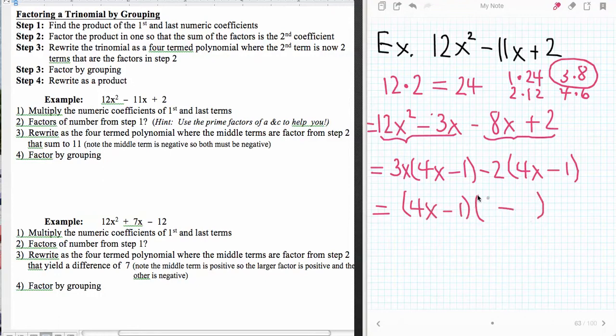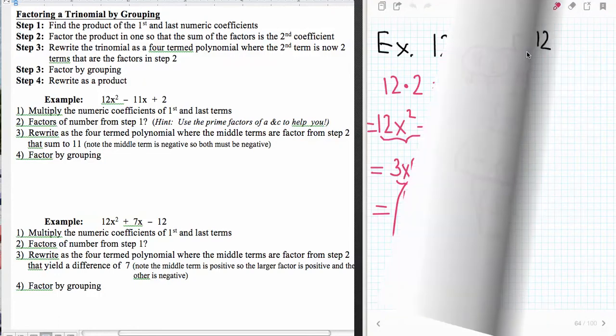And then I get prepared for the binomial, right? I have a term here and a term here. And now from this term, I'm left with a 3x. And from this term, I'm left with a 2. And then we can check it, right? 3 times 4 is 12x squared. And then outside's negative 8. Inside's negative 3, and then negative times a negative is a positive, and there we go. We've factored that trinomial with a leading coefficient that wasn't 1 by grouping.